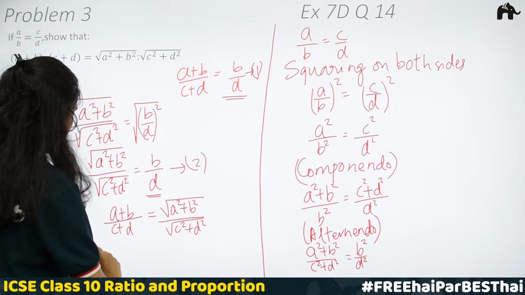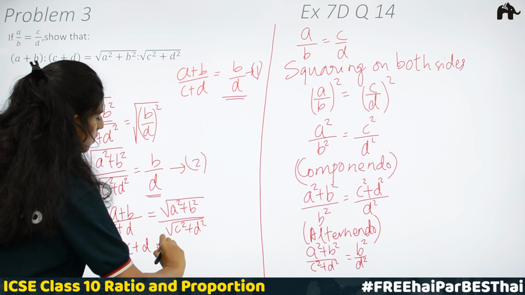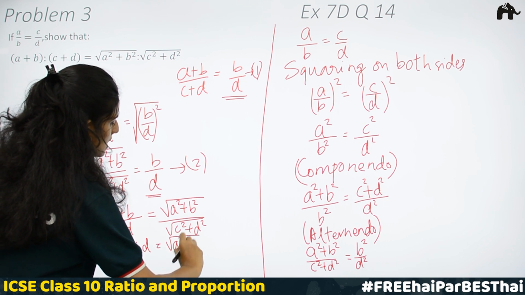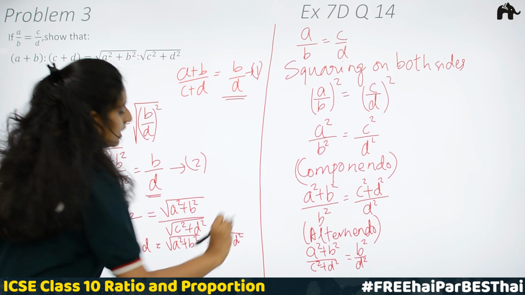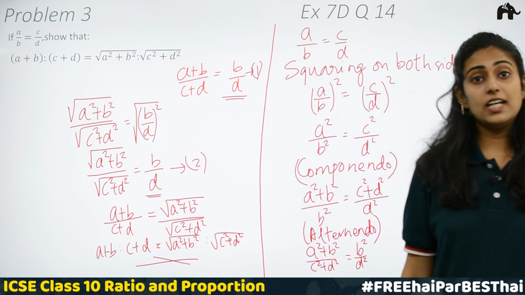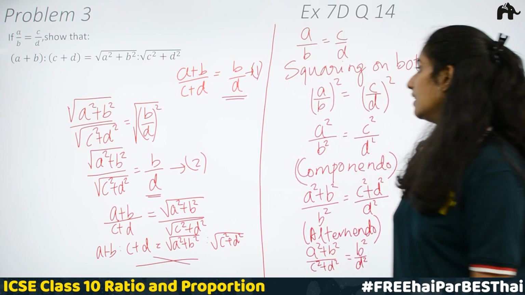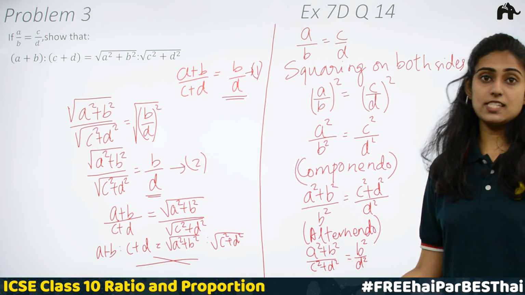Just we have to write this as a plus b is to c plus d is equal to root of a square plus b square is to root of c square plus d square. In this question, to solve this, we have used the componendo property and the alternando property. So this is it. Got it? We'll move on to the next question.